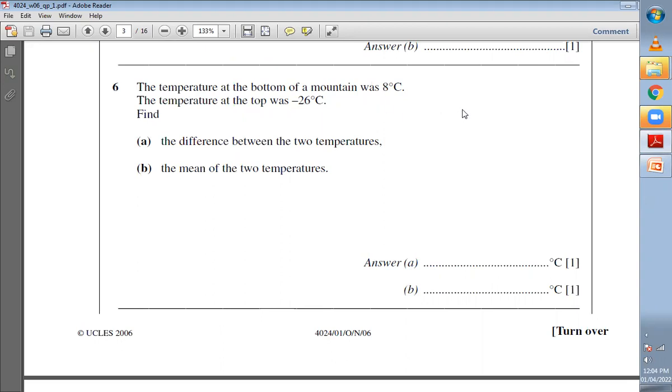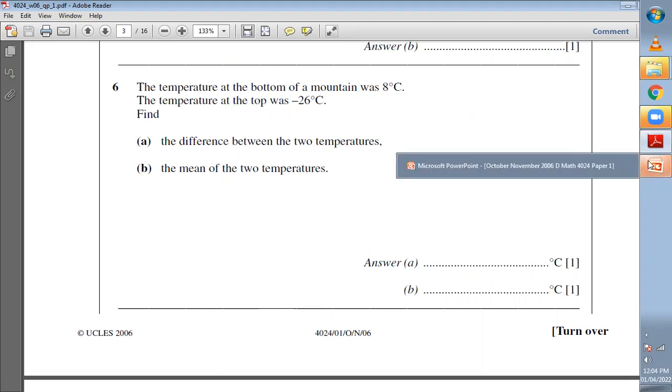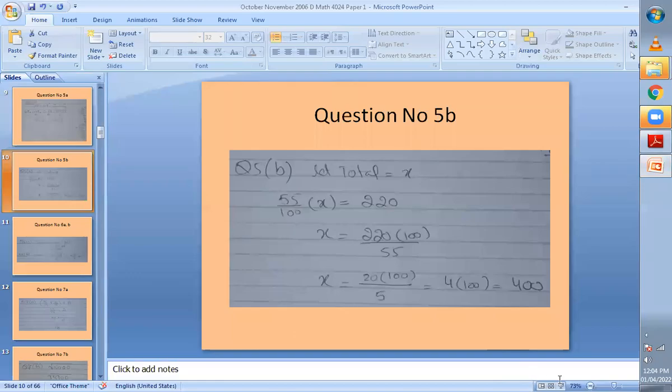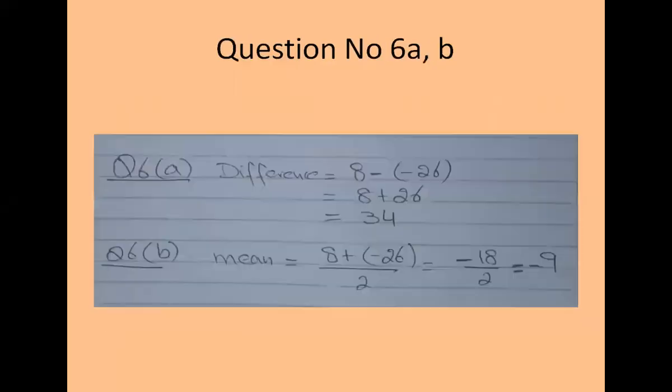So it will be 8 minus minus 26, and it will be 8 plus 26, and that will give you the answer. Then he says the mean of the two temperatures. You just add these two with each other, and whatever answer you get, you divide it by two. That's the strategy for how these two parts will be done.